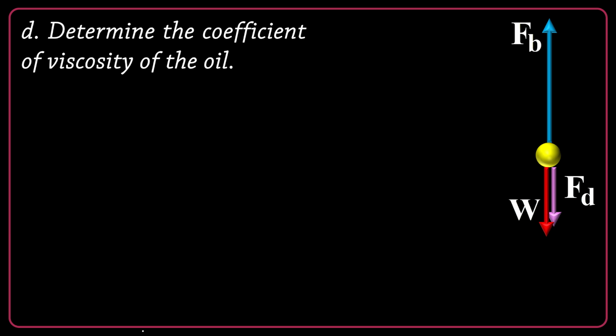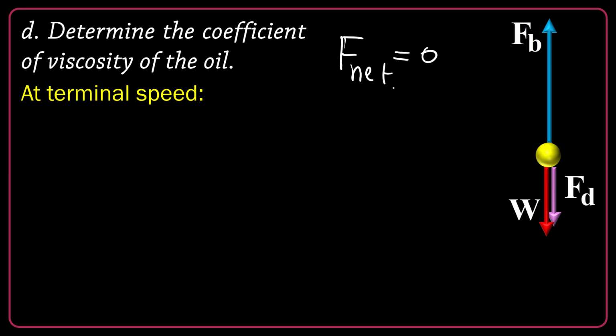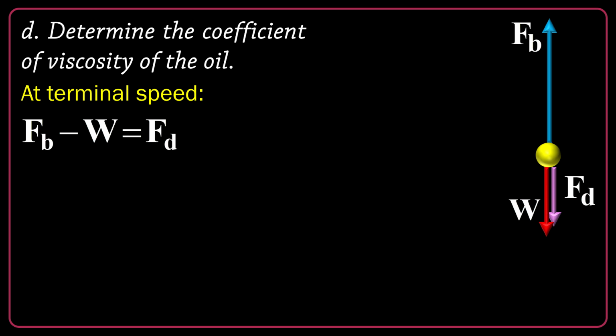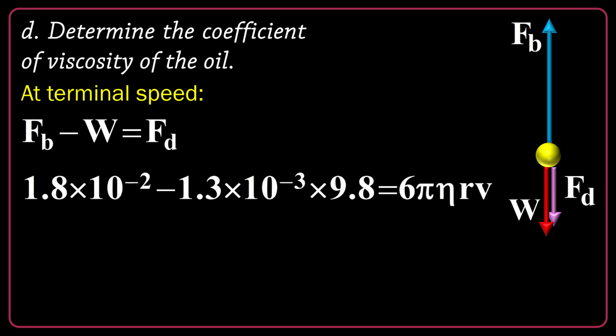Part D, determine the coefficient of viscosity of the oil. Okay, first of all, terminal speed is the best point to find it. Why? Because at terminal speed, F net is equal to 0. Okay, what the F net is, Fb minus Fd minus W is equal to 0. So let's write it in this way and take the Fd on the right side. The reason is we are looking for the viscosity, and it is hidden in Fd. Then I substitute the values.